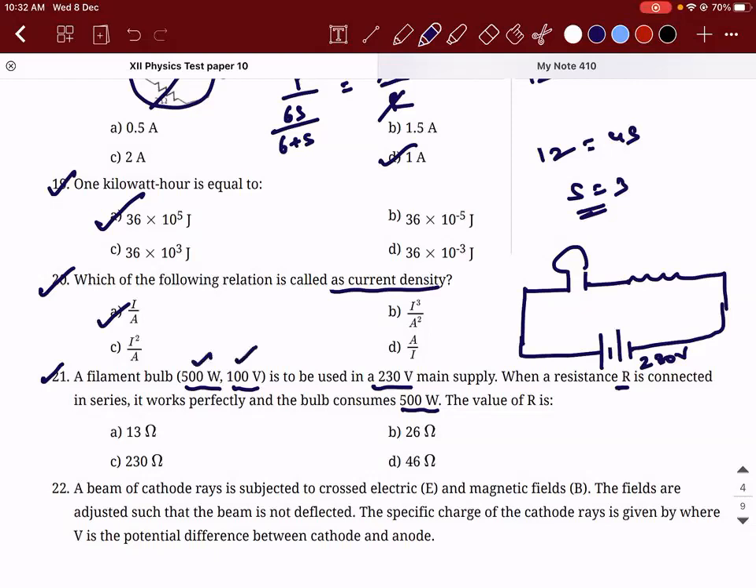So 500 watt and 100 volt means what is going to be the value of this resistance? So R is equal to, okay, 1 minute. A filament of this much is used in this. When a resistance R is connected in series, it works perfectly and the bulb consumes 500 watt. The value of R is? Sir, we can use V square by R. You can use P is equal to V into I, means we can find the value of current, no? What do we mean by the bulb works fine? It works perfectly, what is the meaning?